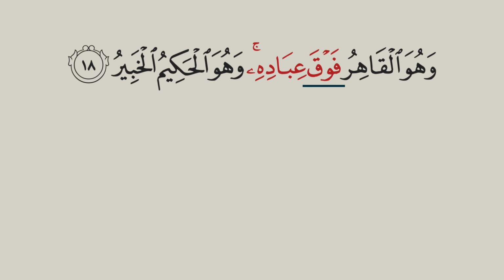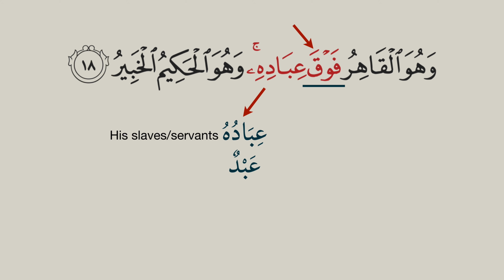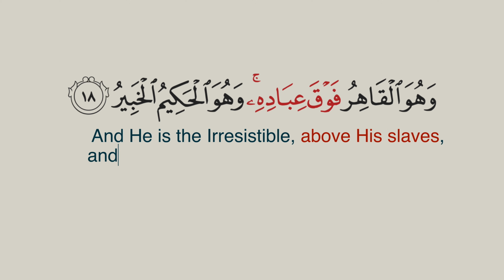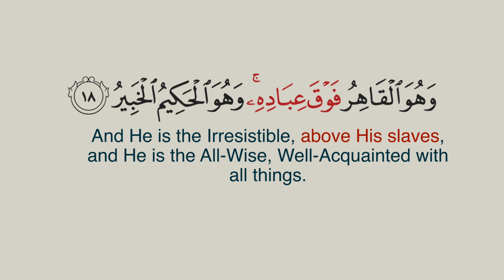Here the adverb فوق is mansub as it has no harfu jar preceding it, unlike the previous example. Then we have عباده, meaning his slaves or servants, which is plural of abd, meaning a slave or servant. For example, Abdullah means slave of Allah. Ibad is majroor because it is mudaf ilayh. Now let's have a look at the translation of the whole ayah. And he is irresistible above his slaves, and he is all-wise, well acquainted with all things.